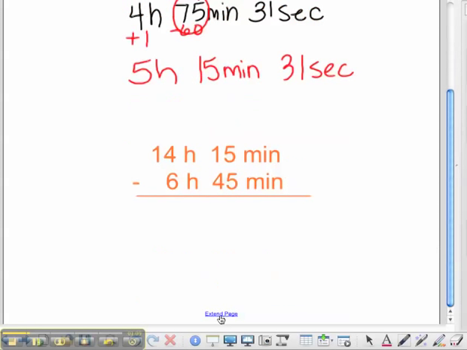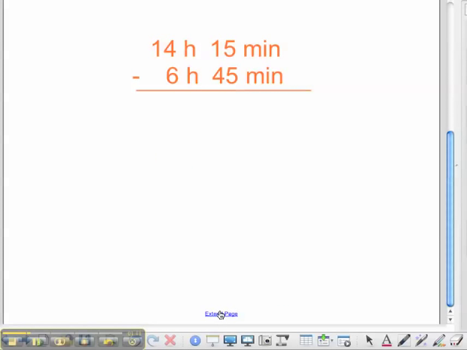For subtracting measures of time, we're taking 14 hours and 15 minutes and subtracting 6 hours 45 minutes. Now, I cannot subtract the 45 minutes from the 15 minutes. Therefore, I need to rename this into 13 hours, and I'm borrowing an hour, which is equal to 60 minutes.